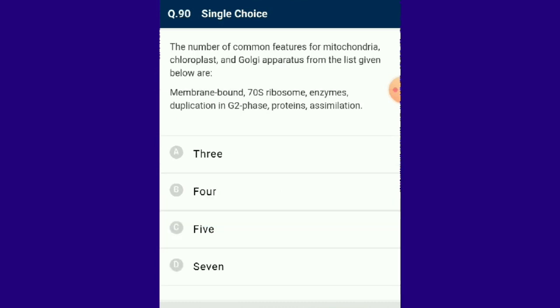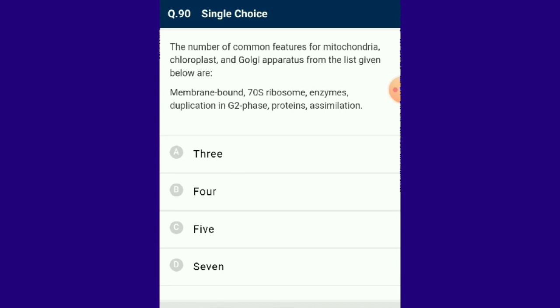Question number 90. This is the last question. The number of common features for mitochondria, chloroplast and Golgi apparatus from the list given below are: membrane bound, yes. Mitochondria, chloroplast and Golgi apparatus are membrane bound cell organelles. They contain 70S type of ribosomes. They contain enzymes. Duplication in the G2 phase, proteins, assimilation. From that, 4 statements are correctly given.